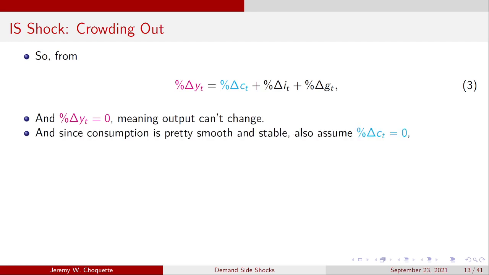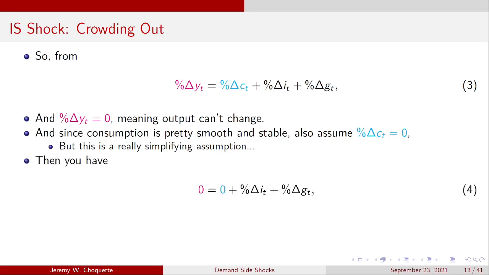Since consumption is pretty smooth and stable, we're going to assume that when everybody gets $1,000 put into their account, a very simplifying assumption, I know, very strict, very unreasonable in a lot of cases, we'll just assume for a second that everybody who gets that money deposited just saves it. So I'm going to assume that consumption doesn't change. So the percent change in C and the percent change in Y are 0. So if government spending were to go up, well, I've got 0 equals the change in investment plus the change in government spending.